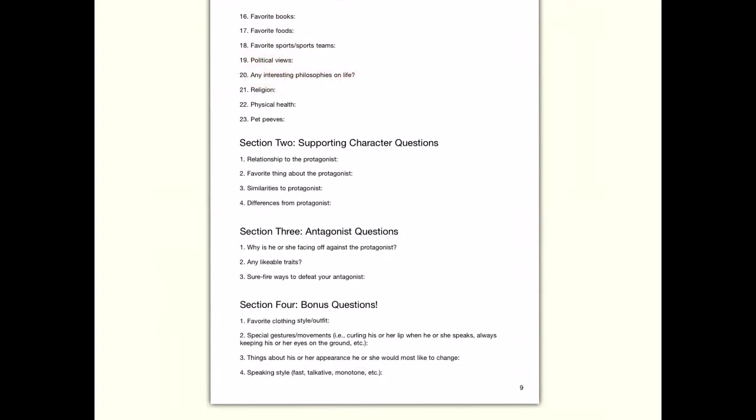Philosophies in life, he believes in karma, which is that if you do something good, then something good will happen to you. And if you do something bad, then eventually something bad's going to happen to you. Religion, his parents are religious, but they don't really go to church or anything like that. His physical health is pretty good. His pet peeves, he hates people who push in line, and he can't stand his brother.